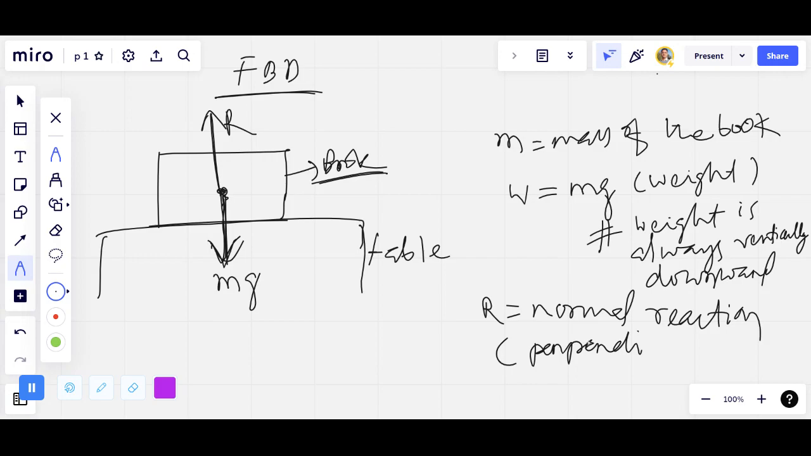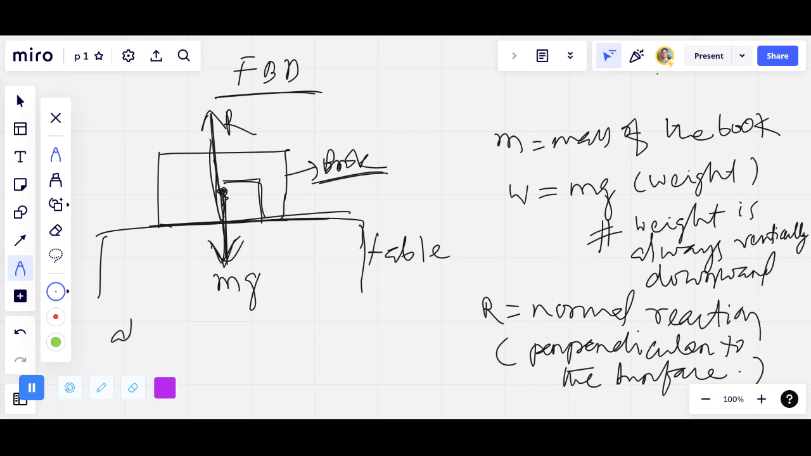Normal reaction is always perpendicular to the surface. Look, this is the surface. Now this is perpendicular. Normal reaction is always perpendicular to the surface.